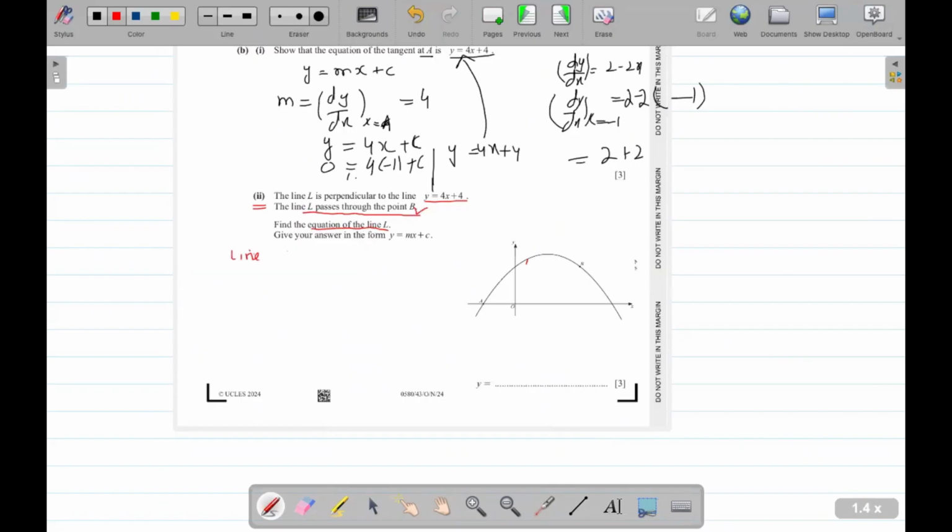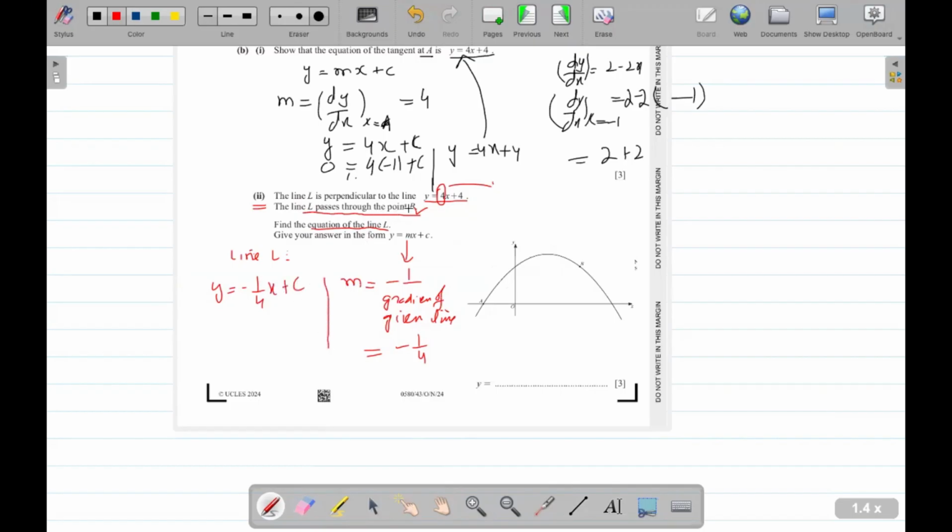The equation of line L will be y equals mx plus c. Here is the gradient m. This gradient m will be equal to the negative reciprocal of the gradient of the given line. The given line's gradient is the coefficient of x, so m here is 4. Therefore, we write here minus 1 over 4, and we can write this equation: y equals minus 1 over 4 x plus c.